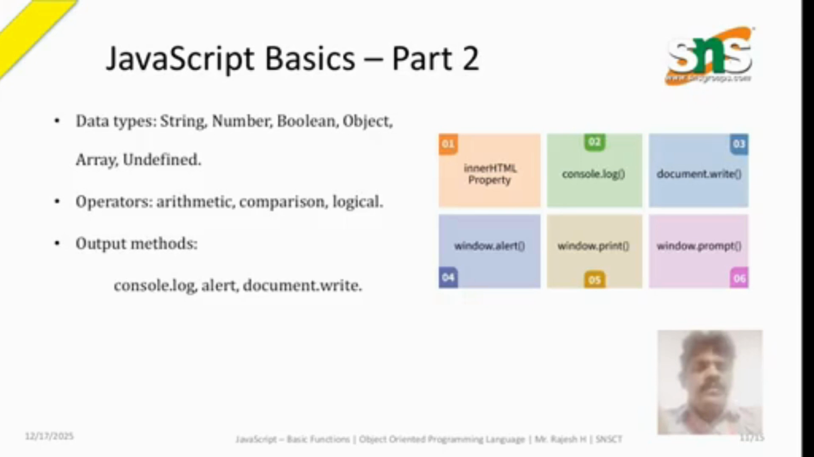Then we come to know the data types. The various data types used in JavaScript are string, number, boolean, object, and array. Also the various operators like arithmetic operators, logical operators, relational operators, etc. The output methods can be done in two ways: one is console.log or alert, and the other one is document.write.